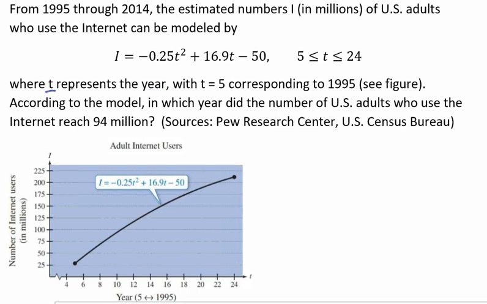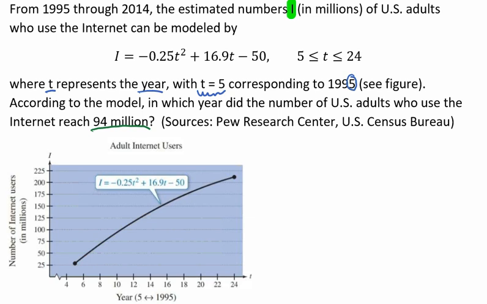Okay, so t represents the year, and t equals 5 is going to correspond to the year 1995, okay? Now, according to the model, in what year did the number of U.S. adults who use the internet reach 94 million? Now, remember that our I was our estimated numbers in millions, right? So 94 million. So here we can see our graph, which shows that increase of usage.